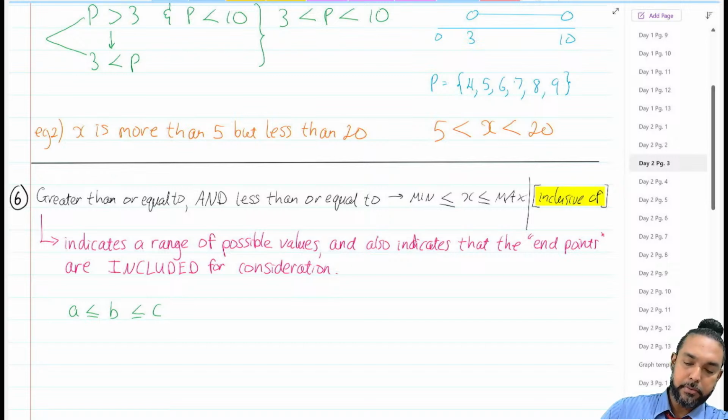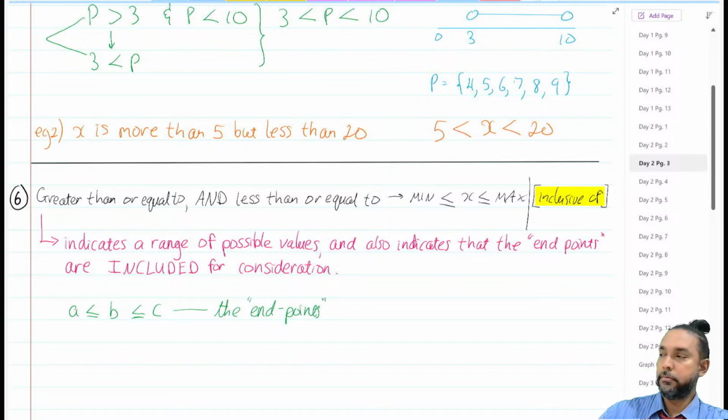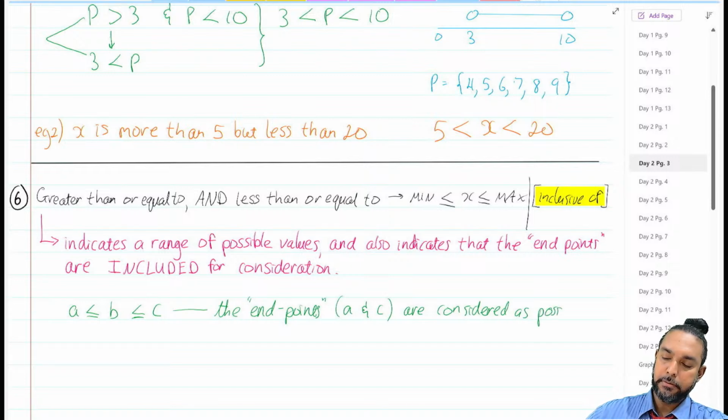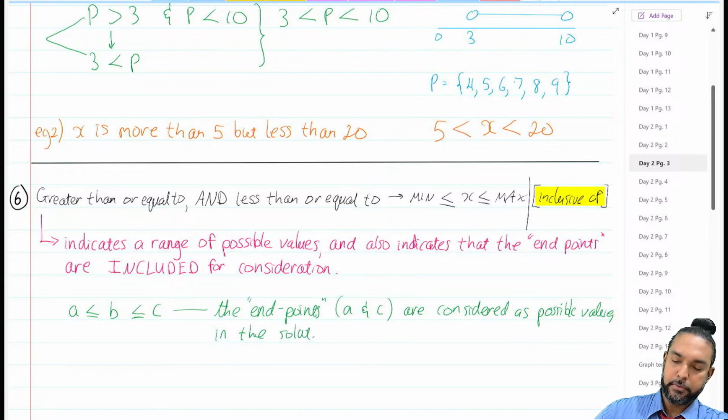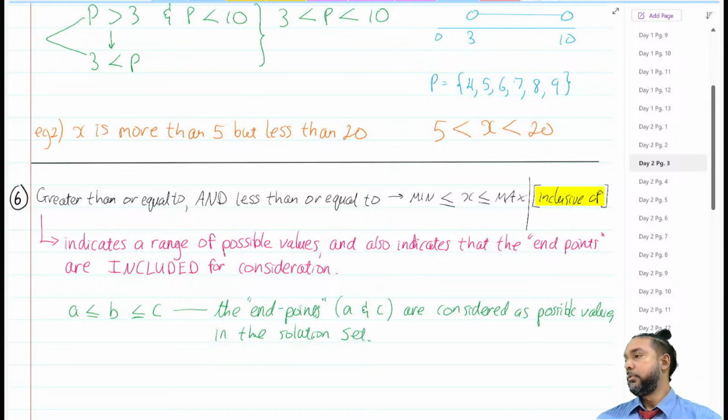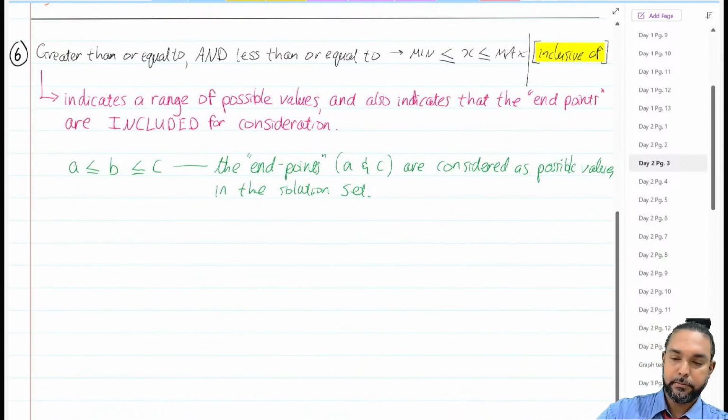All right? So the endpoints, A and C, are considered as possible values in the solution set. Right? The example I give here comes with a story.